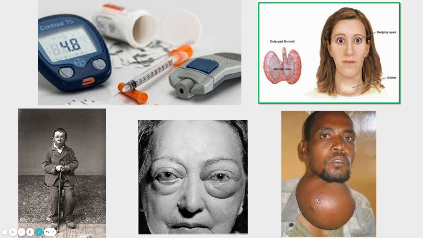thyroid disorders. And this is glucose testing material. So this is a glucose monitor. These are glucose test strips where you prick your finger and put it in the machine to find your blood sugar level, and then you might have to administer insulin using a syringe.